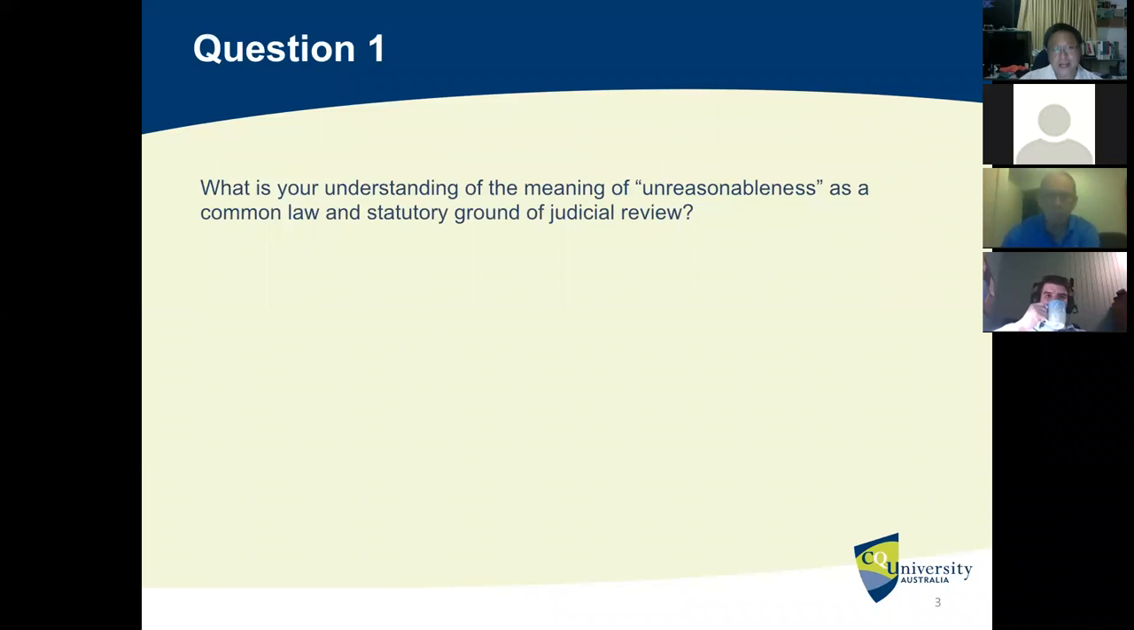Now, before we start talking about the discussion questions, I'd like us to just see how we understand unreasonableness. I'm not going to provide the answer at this point. It's something that you will go back to before the end of the session, just to see if we end up having an improvement in our understanding of the notion of unreasonableness by comparing how we understand the concept at this time as compared to when we finish this topic, the tutorial session.